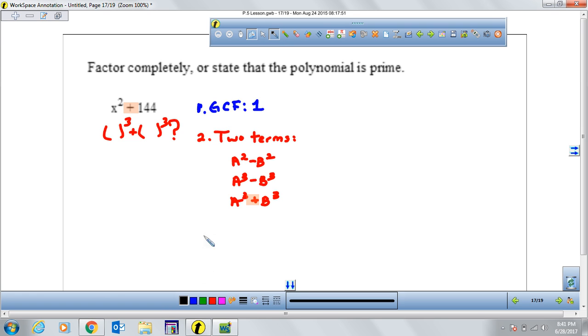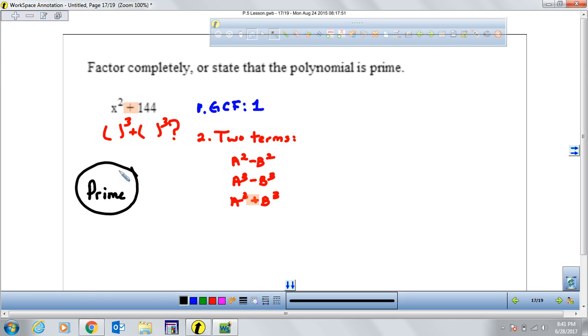None of them. So, in this problem we are stuck. And this is basically something that I mentioned to you before. This looks like 2 squares, but there is a plus. And I told you this, that anytime there's a sum of 2 squares, that polynomial is automatically prime, meaning that I cannot factor it out. Okay? So none of these things are going to work. And no greatest common factor either.